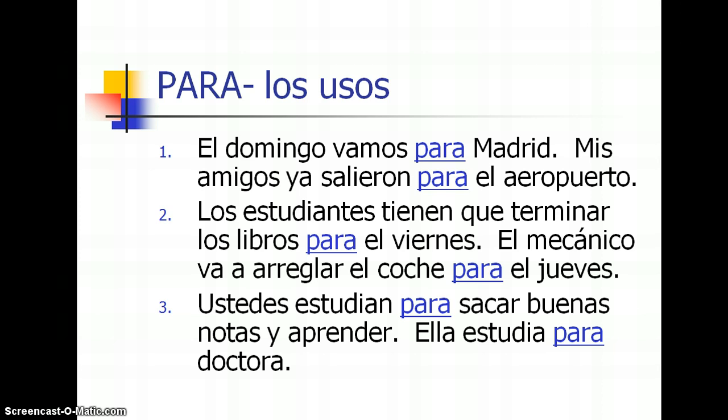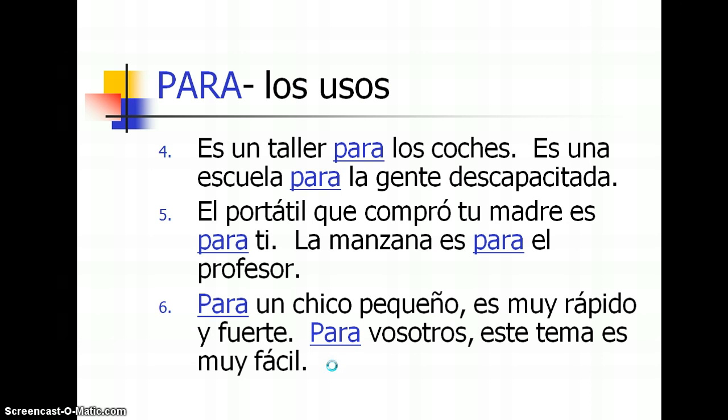3. Ustedes estudian para sacar buenas notas y aprender. Ella estudia para doctora. Okay. How is para being used in number 3? Number 4.